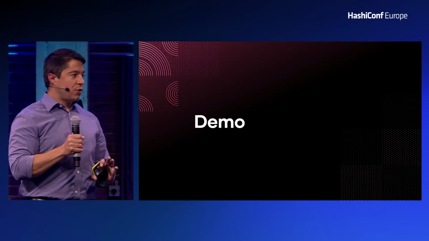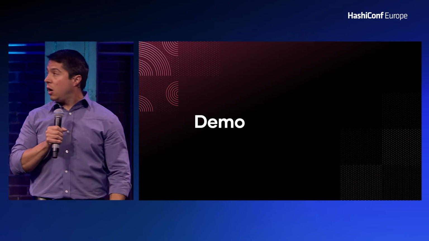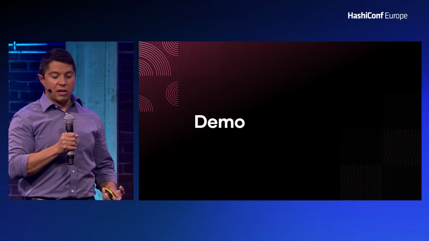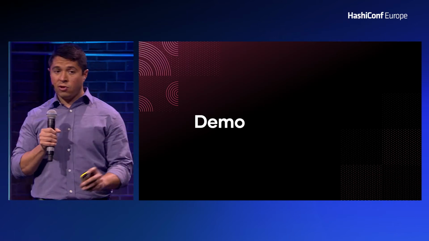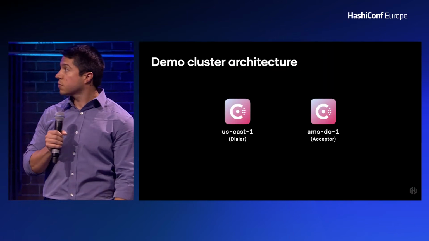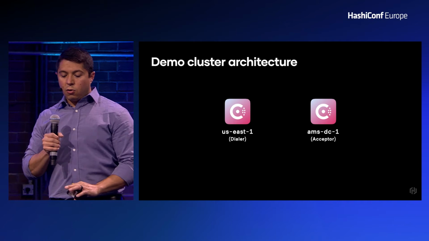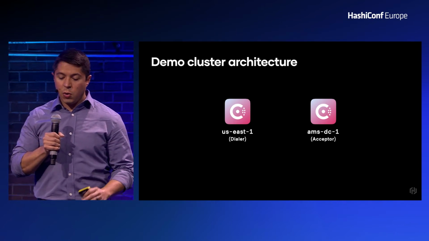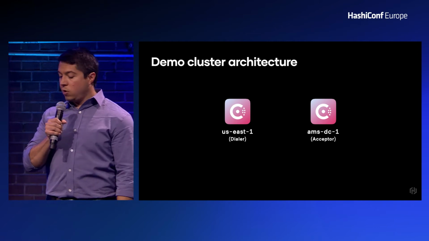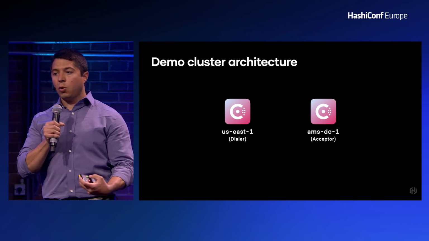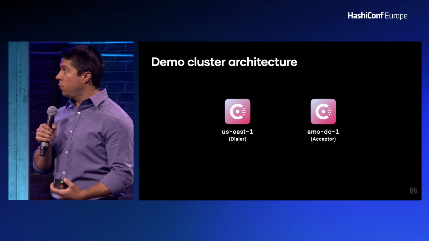Okay, so don't worry if you missed any of those definitions. It's probably going to begin to make a little more sense as I actually demo the features and then go into a deep dive. So first, let's just explore the basic UX. So in this example, I have two clusters. US East 1, this is going to be my dialing cluster, and then AMS DC 1, and this is going to be the cluster that will receive the inbound connection from the other peer.